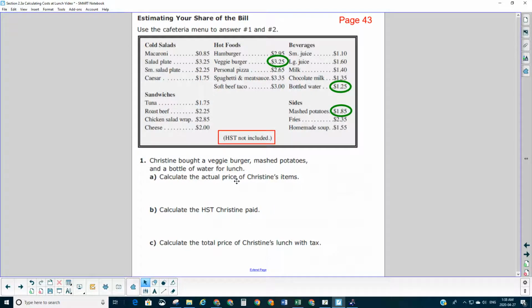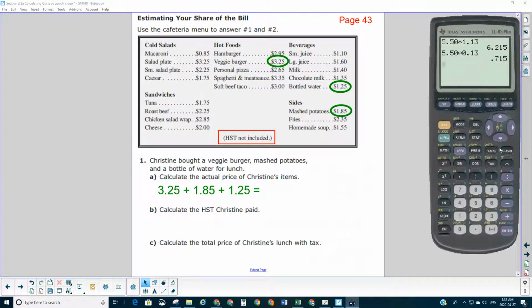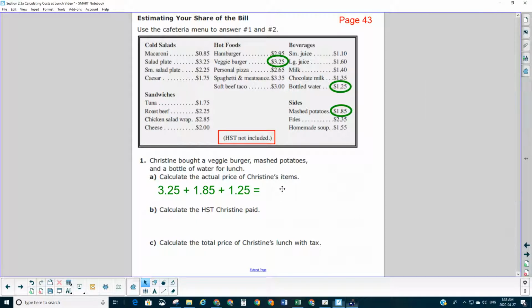All right, so to figure out the actual price, we're going to add these three prices up. So $3.25 plus the $1.85 plus $1.25. Let's clear that and do that math right now. $3.25 plus $1.85 plus $1.25 equals $6.35. All right, so that's going to be the price.